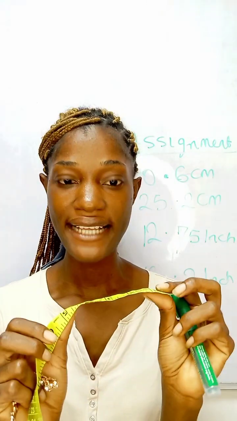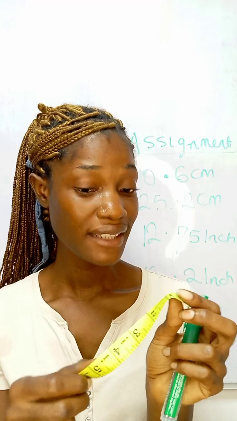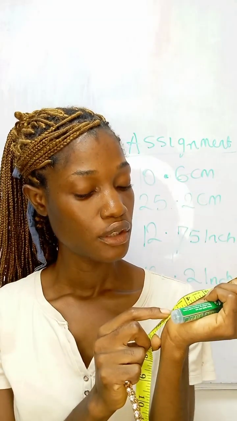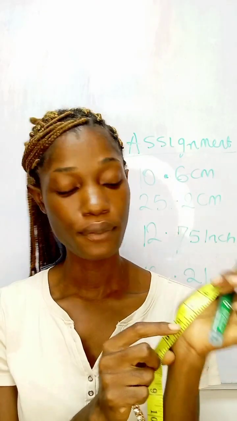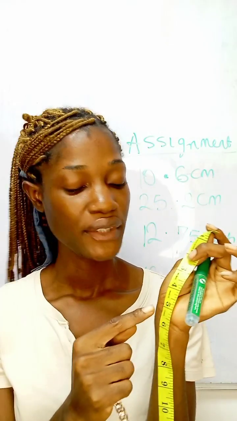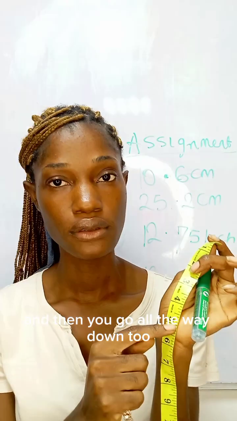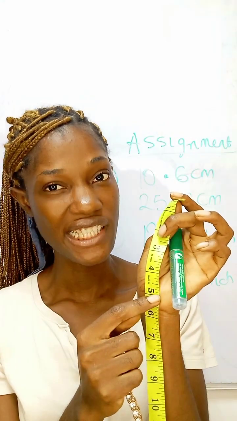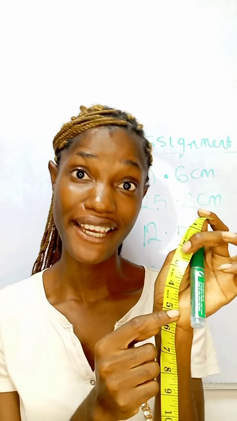And then for the inch part, same thing. If you're told to look for maybe 4.875, for example, you go to 4 first, and then you go all the way down to 4.875, which is the last line of 4 before you go to 5.